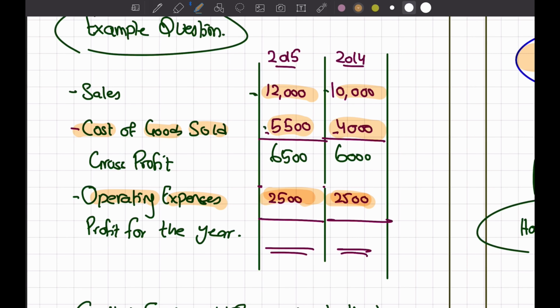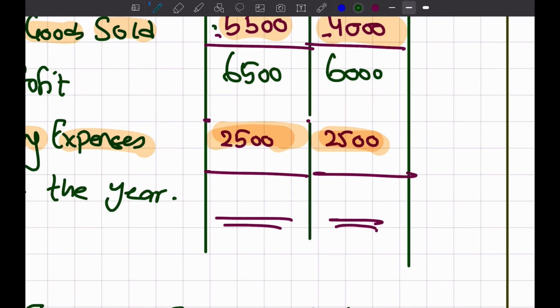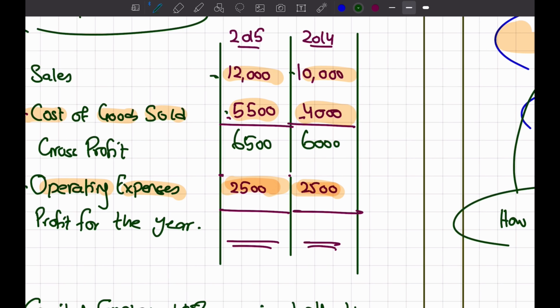Which is a positive sign. If I want to calculate the profit for the year, then I'll have to deduct operating expenses of 2,500 from the gross profit of 6,500. That would give me the overall profit of $4,000 in 2015, and this will give me the profit for the year of 3,500 in 2014.